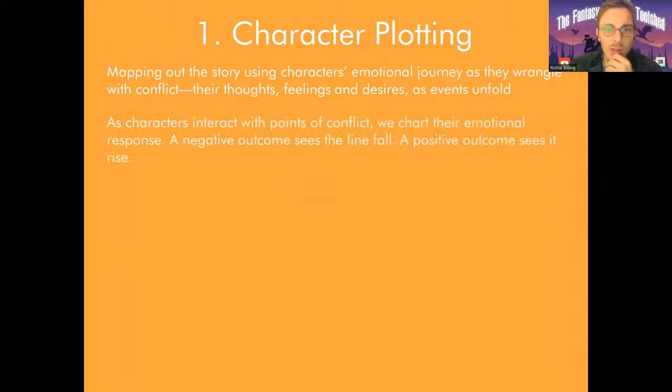So it's quite simple. As characters interact with points of conflict, we just chart their emotional response on a graph, X and Y. Nice simple graph. A negative outcome sees the line fall, and a positive outcome to that point of conflict sees the line go up. It's as simple as that. Why do we focus on these emotions? Because we're going to draw on these playwrights of the 20th century because they were so clued up.